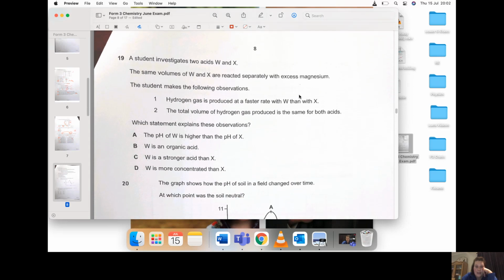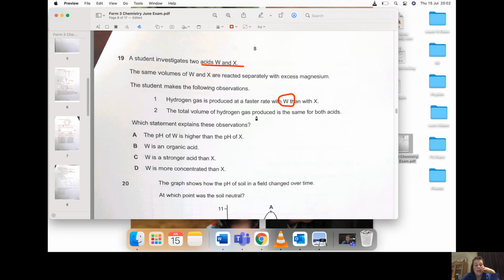Okay, number 19. Two acids, W and X. The same volumes of W and X are reacted separately with excess magnesium. The student makes the following observations. Hydrogen gas is produced at a faster rate with W than with X. In other words, W had a lot more bubbles than X, a lot faster.